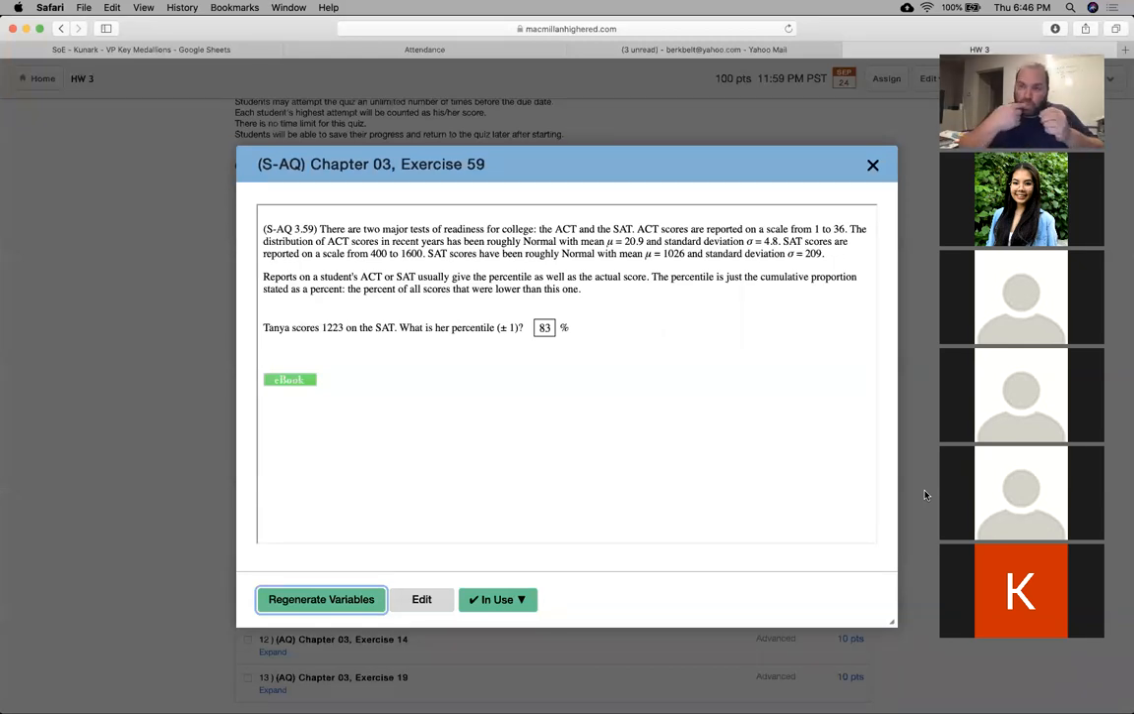Oh, okay. Always lower. So the 99th percentile is very good because 99% were lower. You were really amazing. 99% were lower. That's a good thing, right? So percentile is always lower.